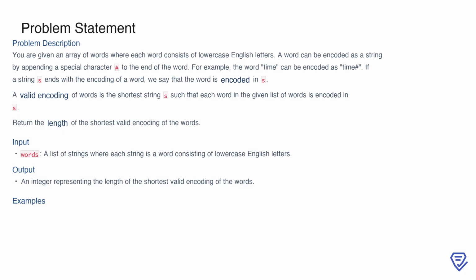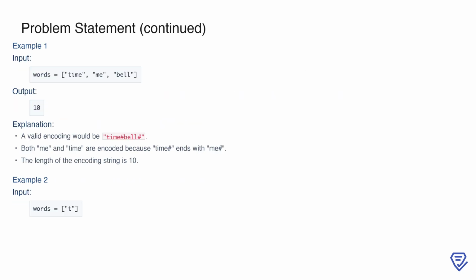The input includes a list of strings called words, and the output will be an integer representing the length of the shortest valid encoding. This problem challenges us to find an optimal solution by identifying overlaps or redundancies between the words in the list. Let's look at an example to understand this better.